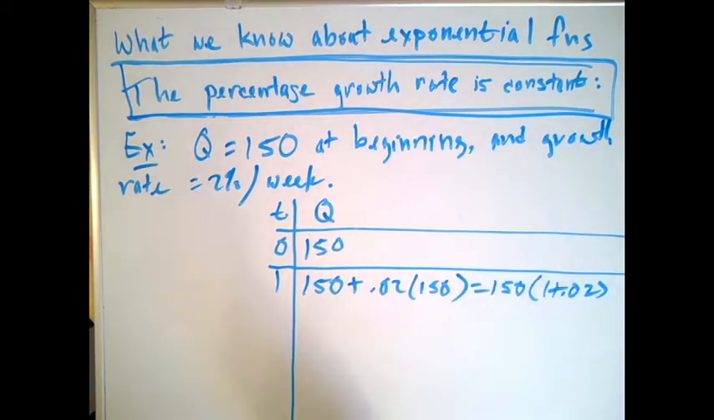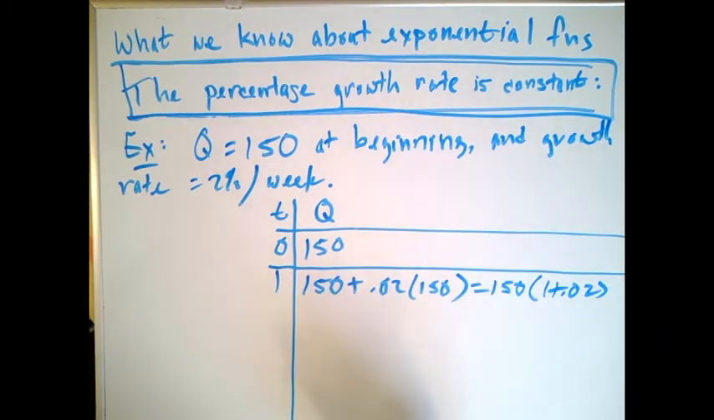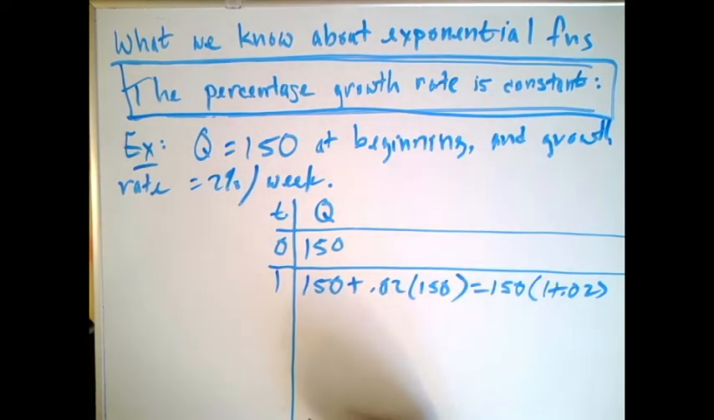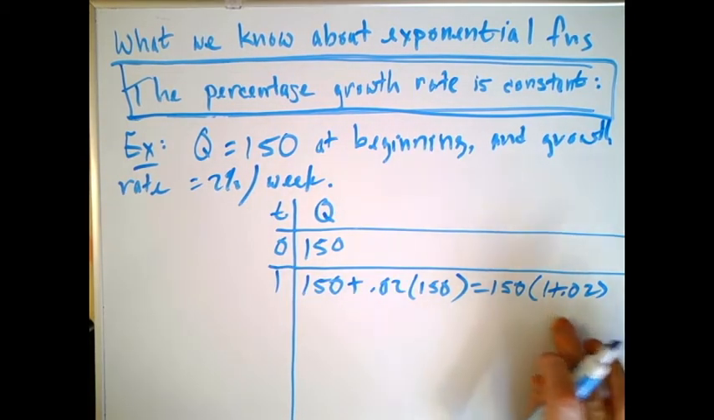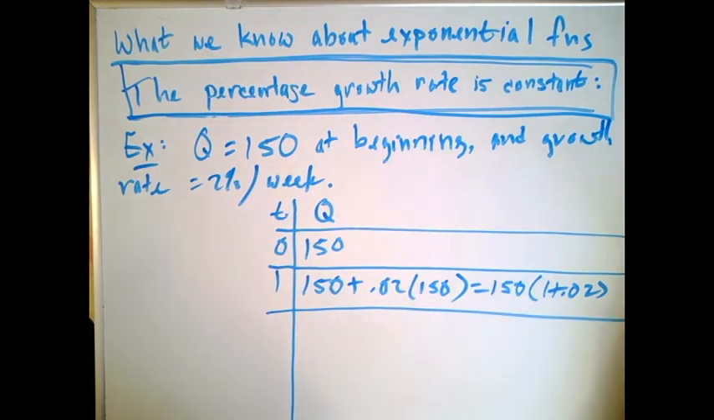1 plus 0.02. Now, by the way, this already doesn't look linear because I didn't go from 150 and add something. I took 150 and I multiplied by something. Now, by the way, what did I multiply by? I did not multiply by the 2%. What I multiplied by was the 1 plus 0.02. I just want to make sure this pattern keeps happening. I don't want to draw too much conclusion.